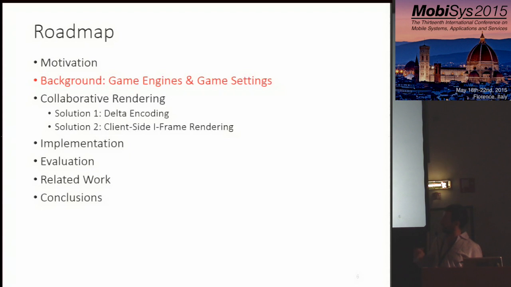Now, for the rest of the talk, first I will introduce a few background concepts important in game development, and then I will introduce the two solutions that we proposed: collaborative rendering with delta encoding, and client-side I-frame rendering. Later, I will mention some implementation details that are necessary for these two techniques to work, how we evaluated these techniques, and then I will close with some related work and conclusions.